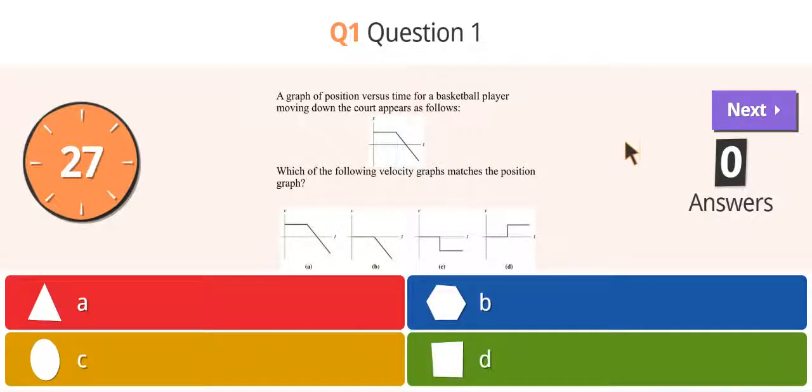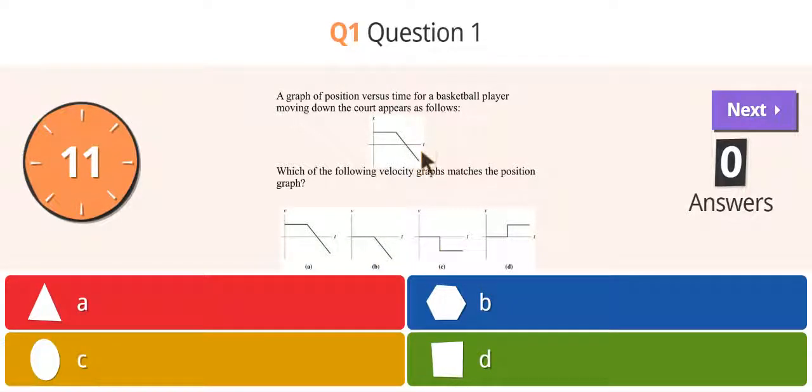Okay, let's check out this first problem. We want to get the velocity time graph from this position time graph. So this first slope right here is a zero constant slope, so I'm going to look for a zero constant velocity. It looks like B and C are good options.